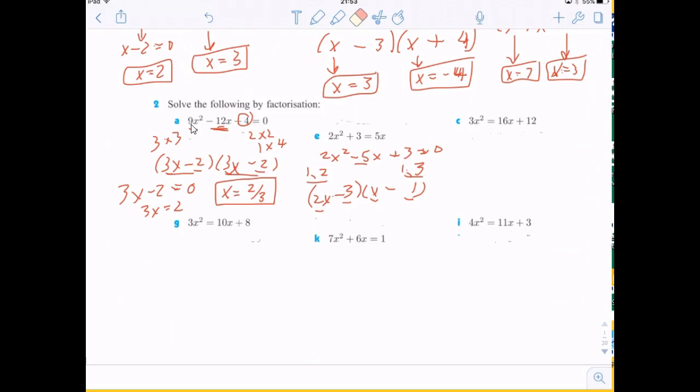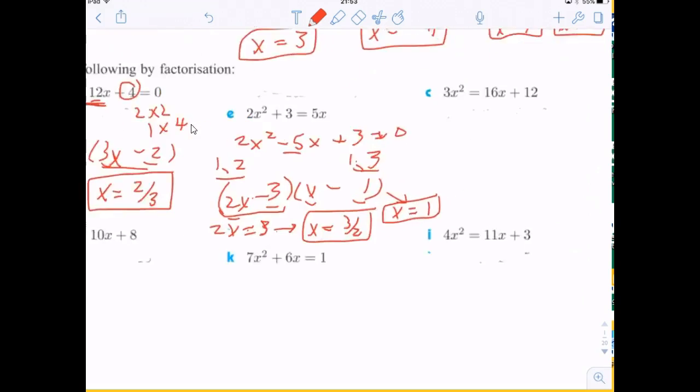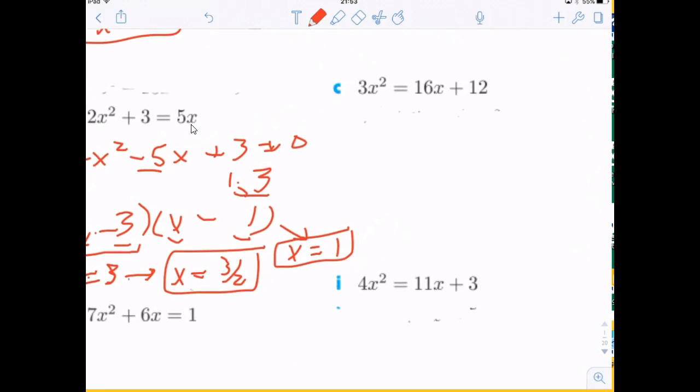Okay. So now we're just going to figure out, okay, what makes each term equal to 0? 2x minus 3 equals 0. 2x equals 3. So x equals 3 halves. Right? And x minus 1, the solution for that is just x equals 1. Okay? Alright. C. So 3x squared equals 16x plus 12. So first we need to put everything on the left side so that we just have equals 0 on the right side, right? Otherwise we can't use the null factor rule.